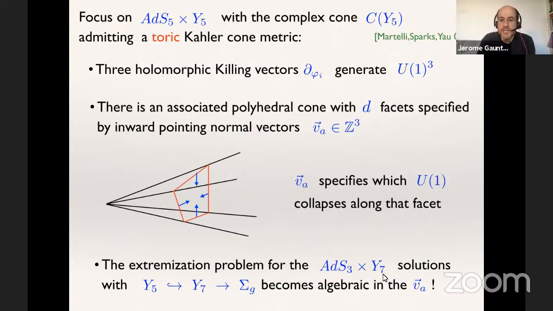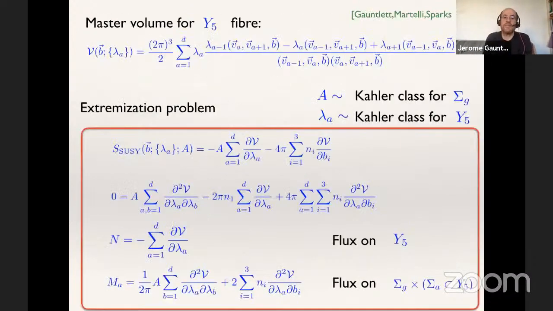And the extremization principle I said for the AdS3 solutions across Y7, when Y7 is fibered this way, becomes purely algebraic in the vAs. So those abstract equations I wrote down turn into the following explicit algebraic equations. This equation is really a major punchline, but there's quite a lot on here. It's not the details, but the structure of this that I want to emphasize.